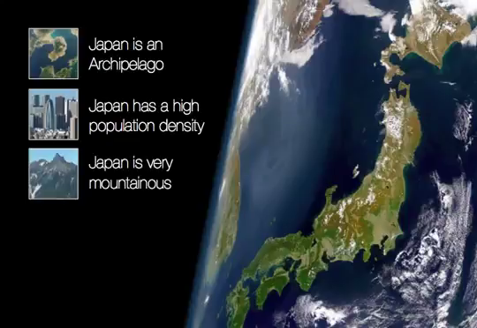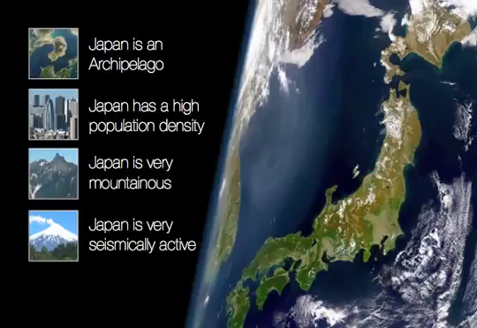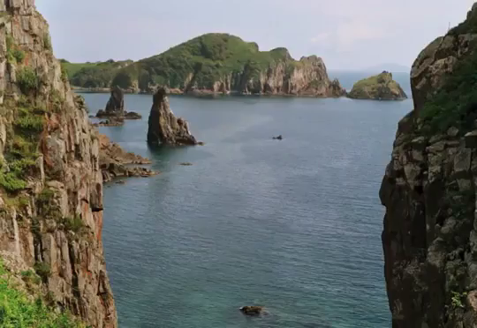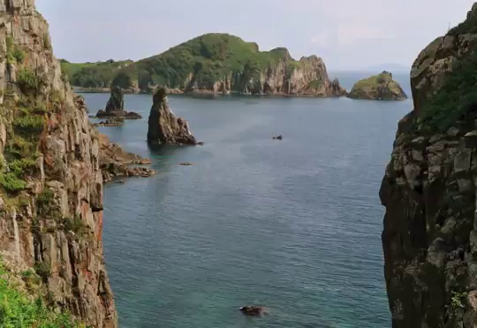And compounding that is the fact that Japan is very mountainous. It has a high average elevation. And there's also a great deal of seismic activity. So what that means is Japan is a landscape where people and nature live in a very delicate balance.